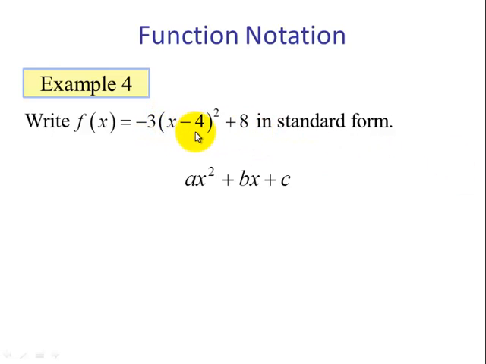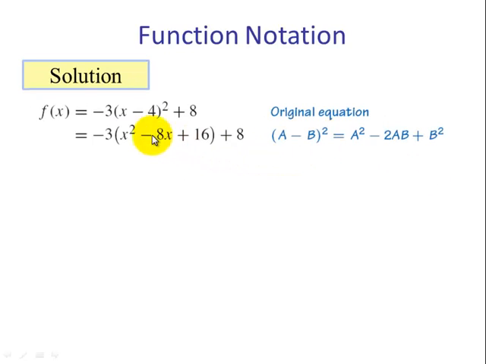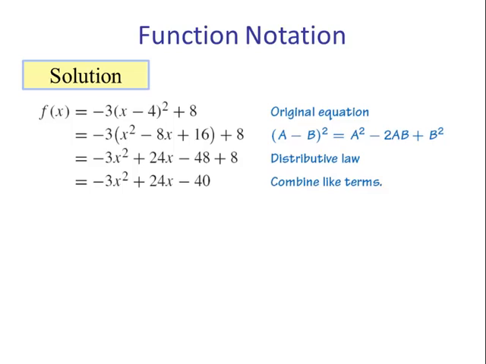So our first step is to square x minus 4. So x minus 4 squared is x squared minus 8x plus 16. Square the first, x squared, double the product, that would be double negative 4x, which is negative 8x, and then square negative 4, and we get 16. Now we can distribute the negative 3 to the 3 terms and combine like terms, and we get negative 3x squared plus 24x minus 40. This is in standard form.